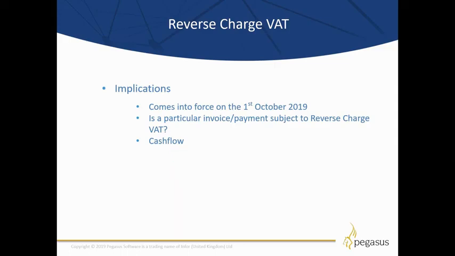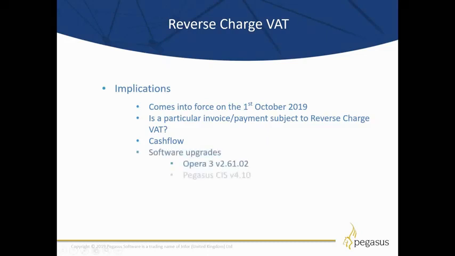The implementation of reverse charge VAT within the Pegasus products means that you need to upgrade Opera 3 to version 2.6102 and upgrade Pegasus CIS to version 4.10. But it is not simply just about applying these upgrades, there are some other considerations. In Opera 3, it will be necessary to create the new reverse charge VAT codes as discussed previously. In Pegasus CIS, you'll need to import these Opera 3 VAT codes so that they can be used within the system.